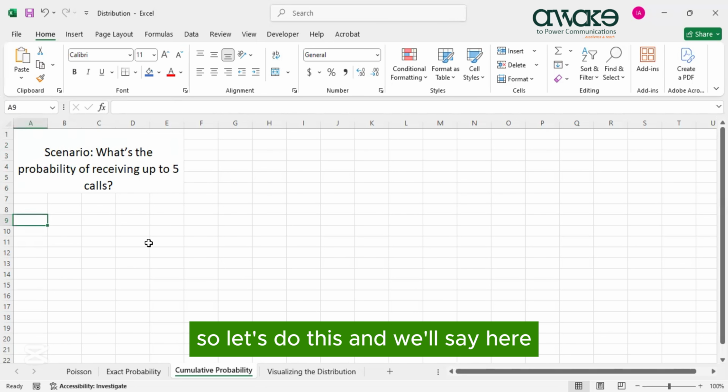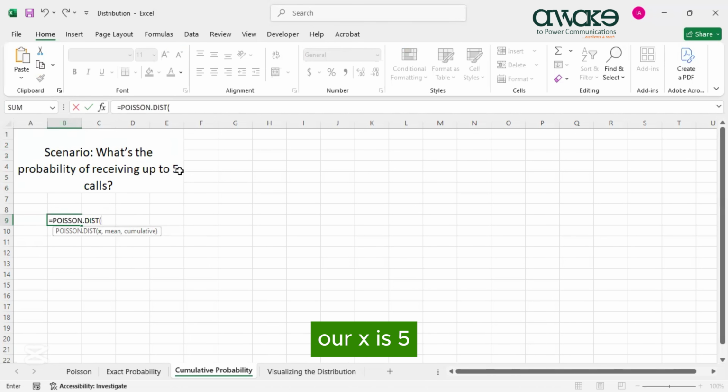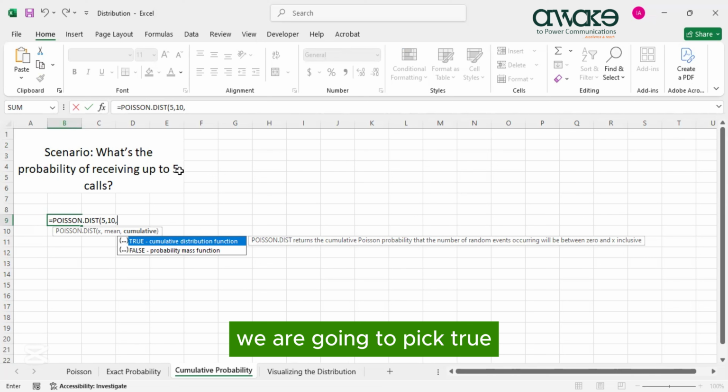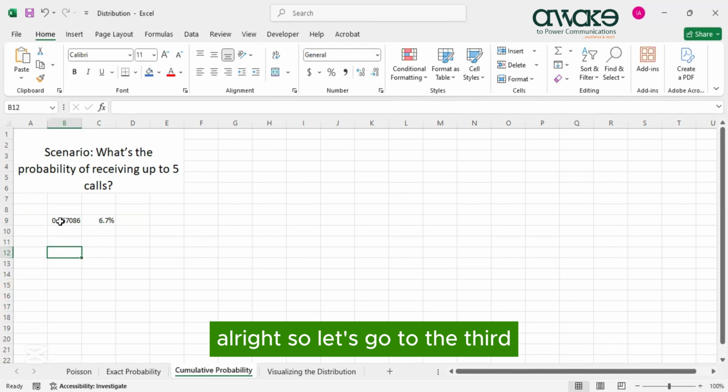So let's do this. We'll say equals Poisson distribution. Our x is 5. Our mean is 10. That is the lambda. We are going to pick true. Close your parentheses, hit enter, and we have a cumulative probability. All right, so let's go to the third, which is visualizing the distribution.